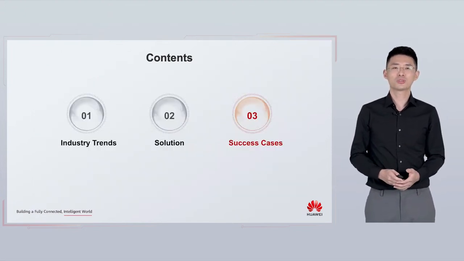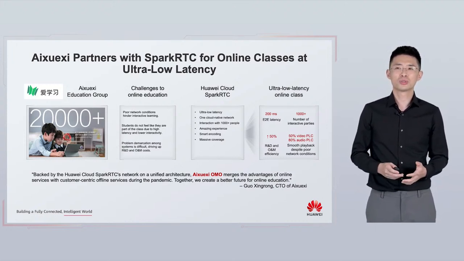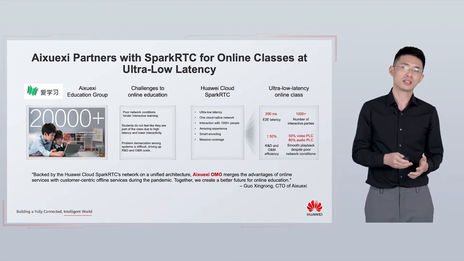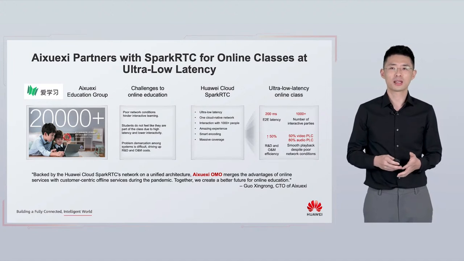And for the third part, we show some success cases. HDC is a Chinese online education company. It has some challenges in doing online education. First, it is facing some poor networks, especially in second-tier cities or some countries. So with our Spark RTC algorithm, we can ensure the experience in those cities or countries. And also students have problems watching the PPT. So with our video enhancement algorithm, they can see a clearer PPT slide.